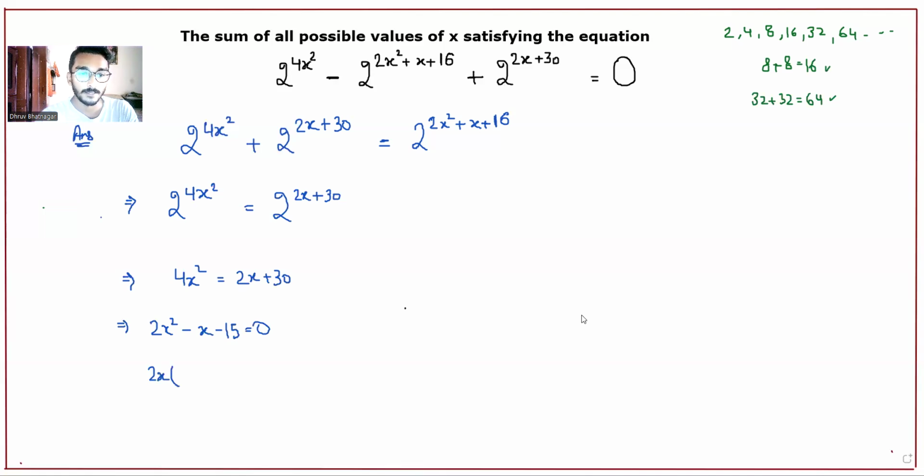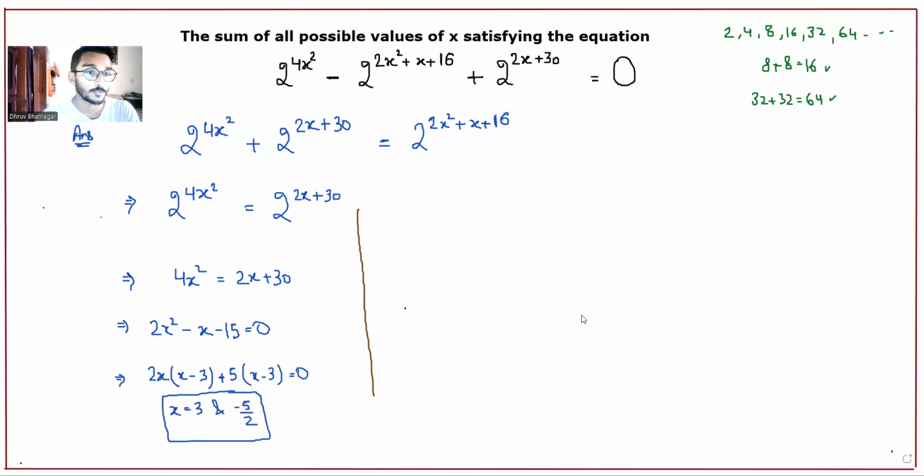Let's factorize this. I will get 6 and 5. So taking in common, it would be plus 5x. So x equal to 3 and x equal to minus 5 by 2. I got these two values. Let's see if these values are correct or not.